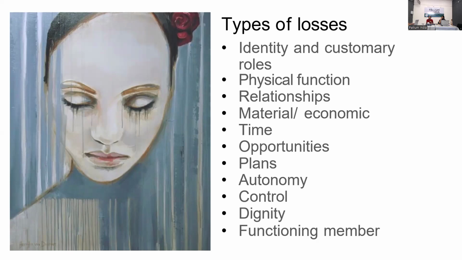My plans, my autonomy. I no longer have the decision making capacity within my ability. All my decisions are being taken by the children, right? Control: I don't have control over my life, what treatment I have to take. All these decisions are being taken by the people around us. Dignity: see, I am a file number, I am a bed number right now. Functioning: I might have been a functioning member, but no longer am I. All these are losses, right? And all these will come up with a similar emotion to what we have when we lose someone.